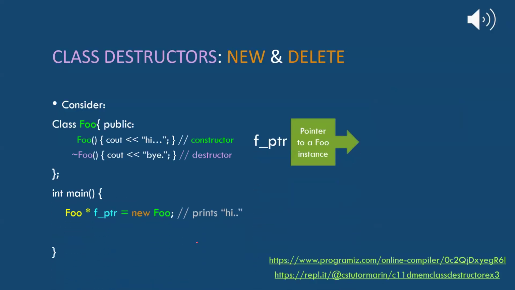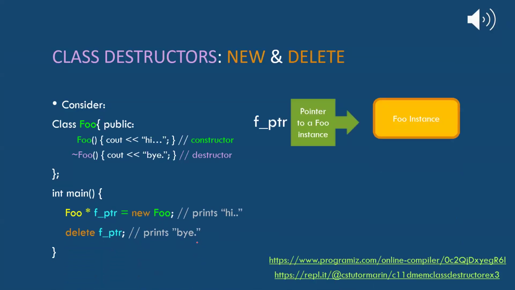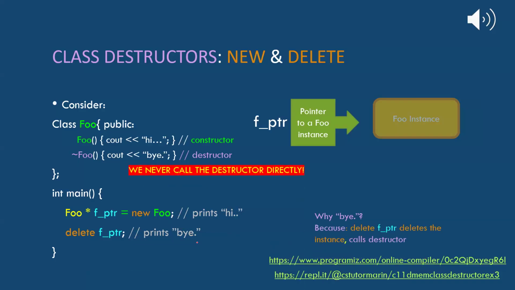So here's us kind of doing it the right way, right? So now we get the hi, right? And then when we delete it, we get the bye, okay? And then when we finish the program, f pointer goes out of scope and it goes away too, okay? Notice we never call the destructor. It's not like I'm saying, hey, tilde foo, right? I'm just saying delete what this points to, okay? And that's going to trigger the destructor, okay?